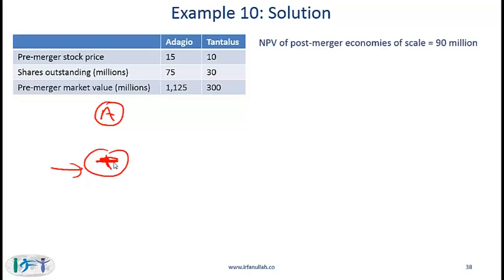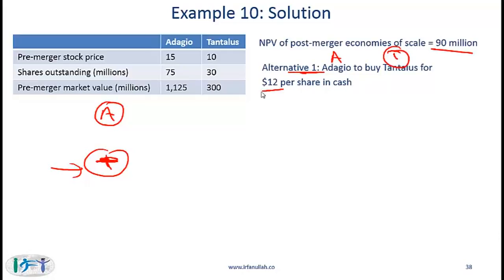T. You are told that the NPV of the post-merger economies of scale is 90 million, and a mistake that most people make is they ignore this, which is a mistake we should not make. Let's look at alternative one, where the acquirer pays your client T $12 per share in cash. How much money does your client get? Obviously, you will go through the three alternatives and pick the one where your client gets the most money.